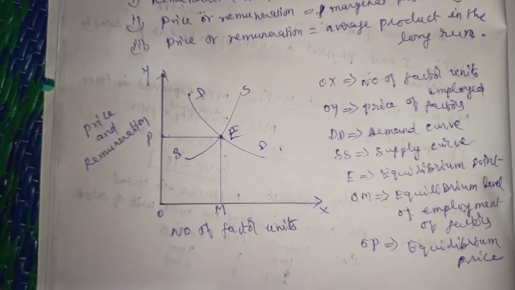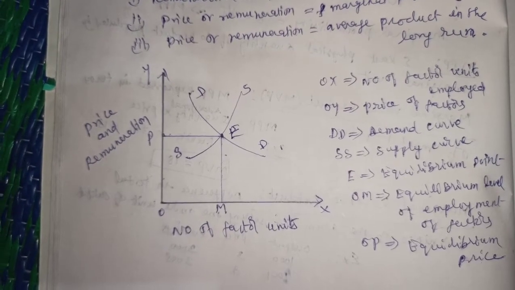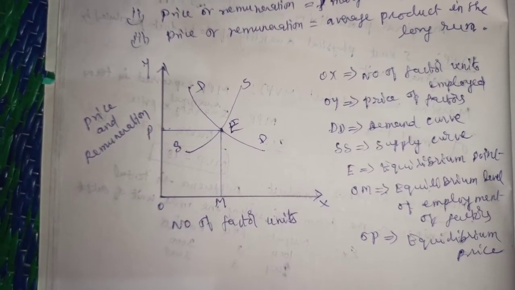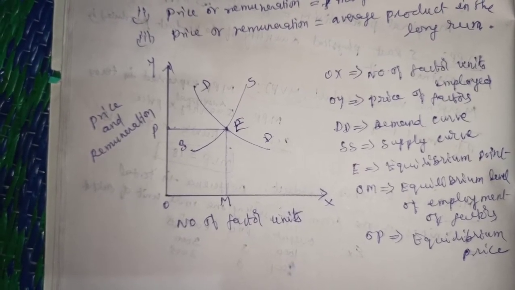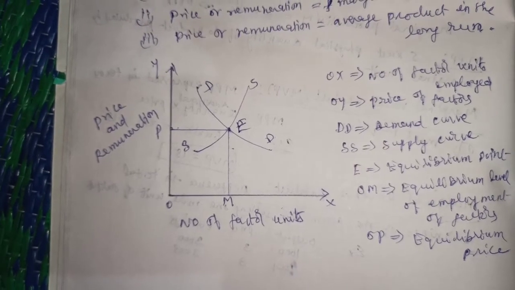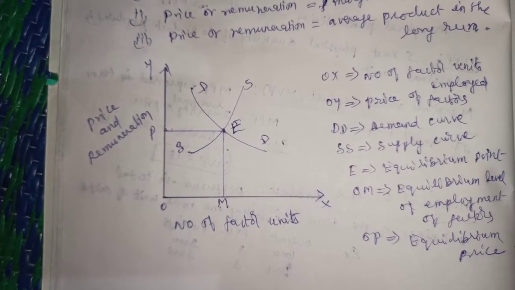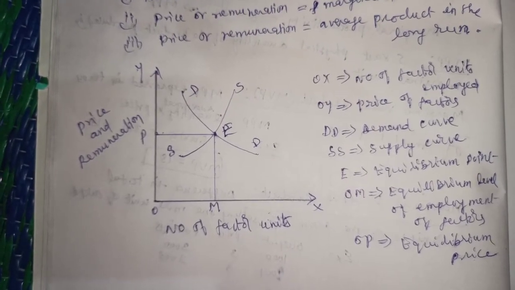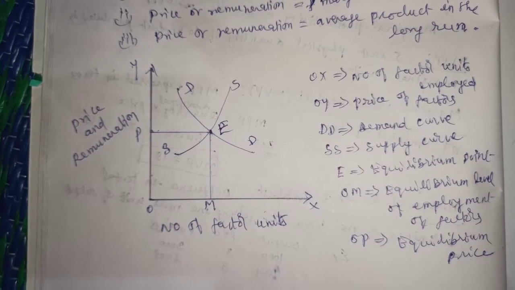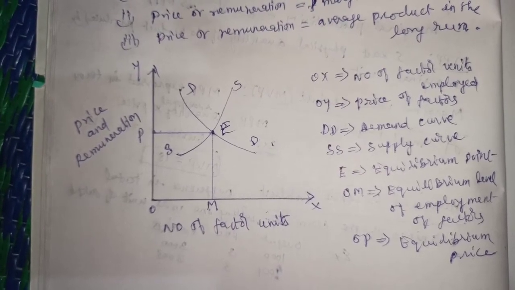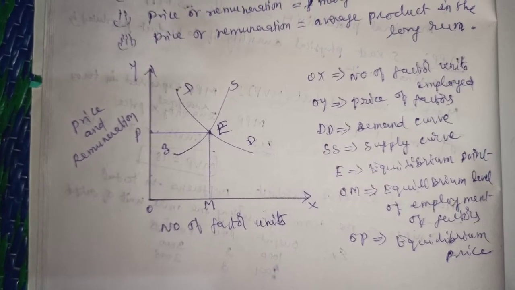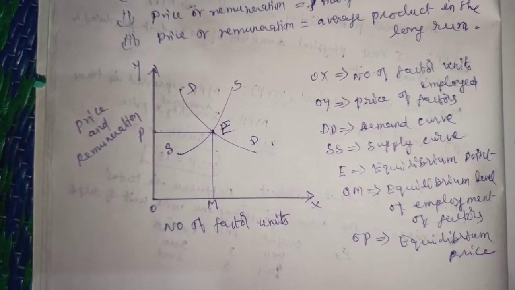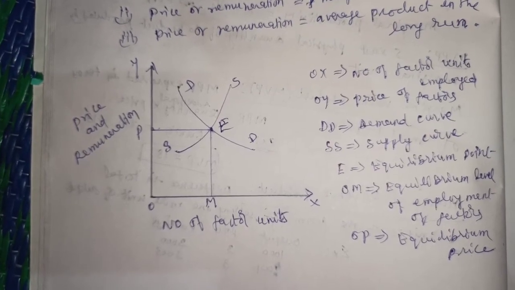The demand for factors of production, that is, in this theory, demand refers to the demand for laborers from the producer's side, and supply refers to the factor side, that is the laborer side, how they are ready to supply their service, render their service. So this is the supply curve. It is applicable for the laborers.